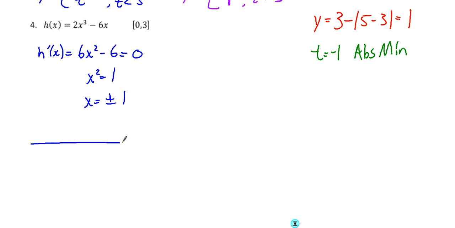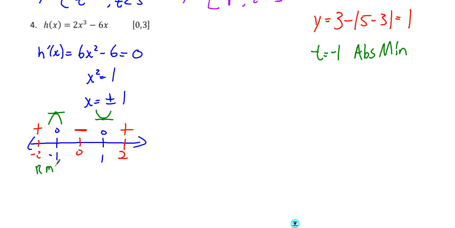Okay? And then we set up our number line. So -1 and 1. Those are my zeros. So checking my critical points to see if these are maximums or minimums. When you plug in -2, we get positive. We plug in 0, we get negative. When we plug in 2, we get positive, which means that this one goes from increasing to decreasing, and this one goes from decreasing to increasing. So this is a relative max, and this is a relative min.